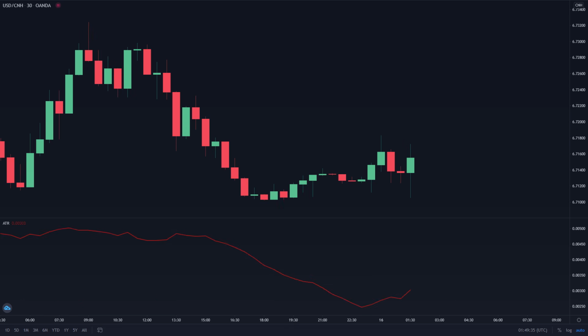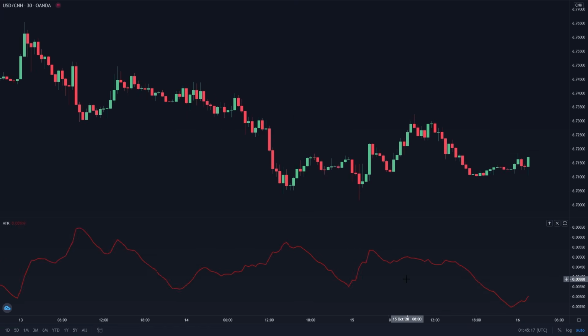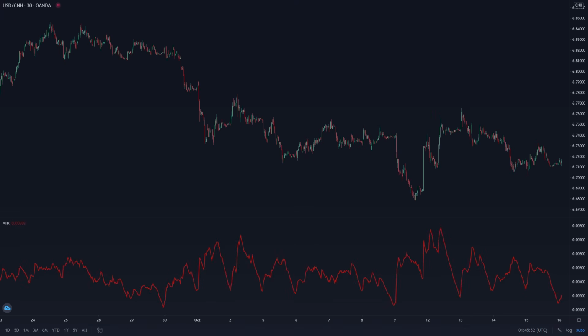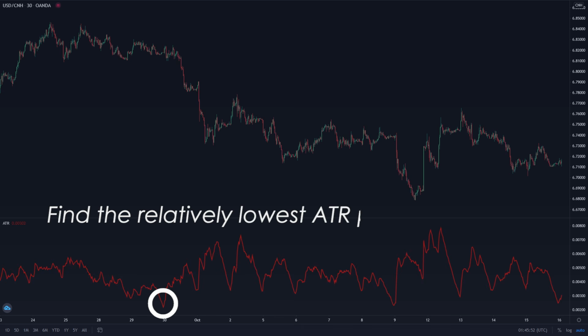So here's what you need to do. First, you pick a time frame. In this case, I'm using the 30-minute chart. And next, what you need to do is zoom out of the chart a little bit. You can see that the ATR is constantly switching from lows to highs. So now, what you want to do is find the relatively lowest point. It doesn't have to be the exact low, just pick one that is low enough.